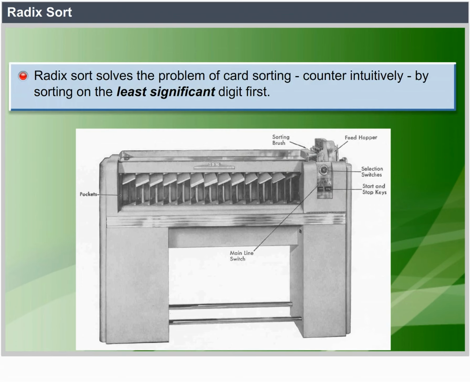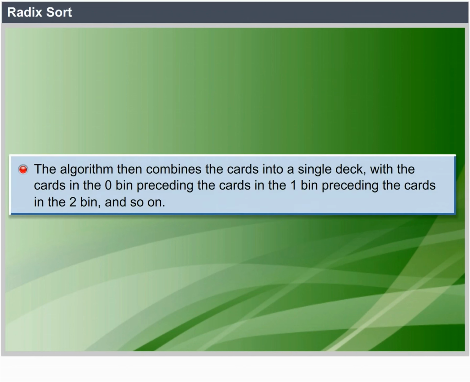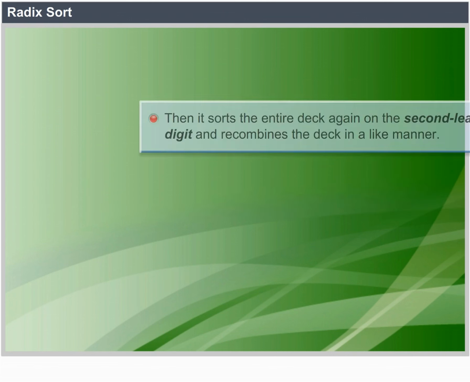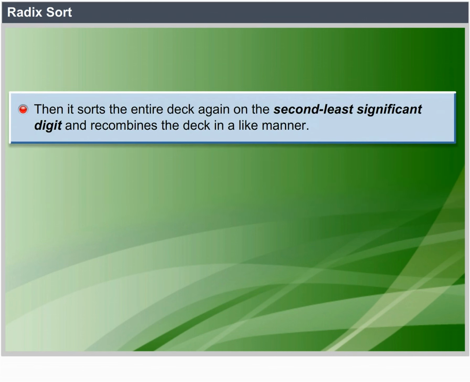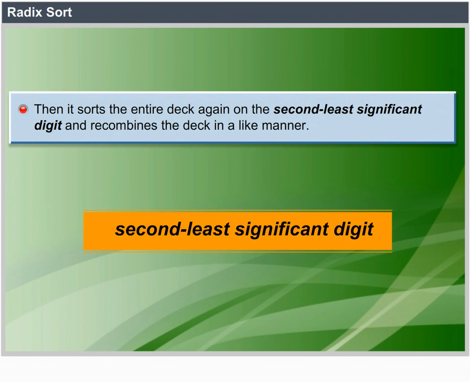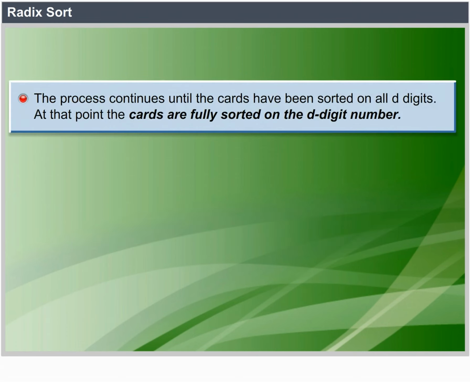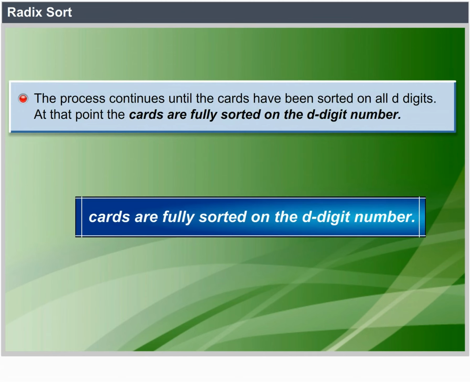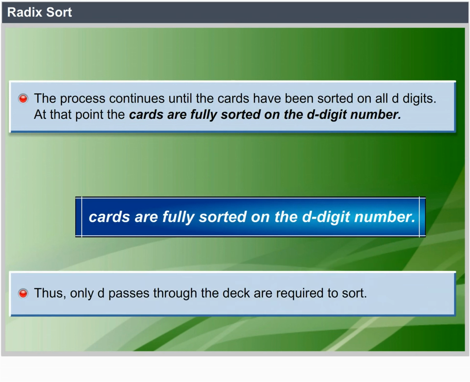The algorithm then combines the cards into a single deck, with the cards in the 0th bin preceding the cards in the first bin, preceding the cards in the second bin, and so on. Then it sorts the entire deck again on the second least significant digit, and recombines the deck in a like manner. The process continues until the cards have been sorted on all d digits. At that point, the cards are fully sorted on the d-digit number. Thus, only d passes through the deck are required to sort.